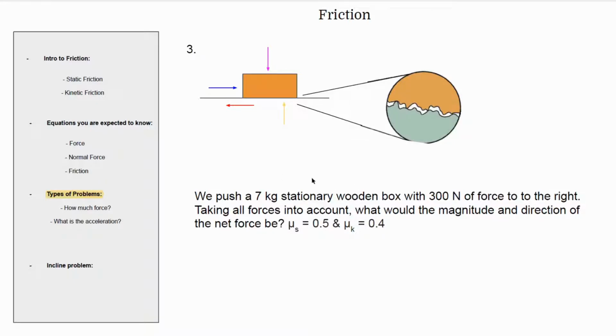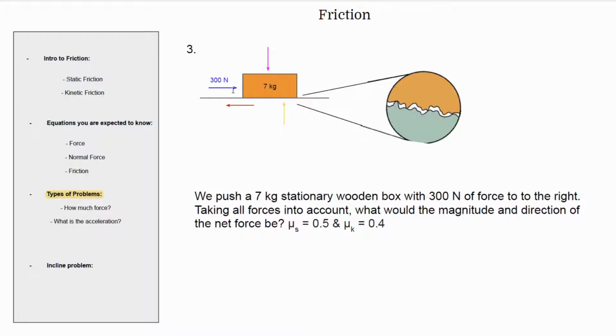So a good place to start is to draw a force diagram and draw arrows signifying all the forces acting on the box. So we have a gravitational force pulling the box down. We have a normal force between the plane and the box. It mentions that we want to push the box to the right, so there's going to be a friction force to the left.